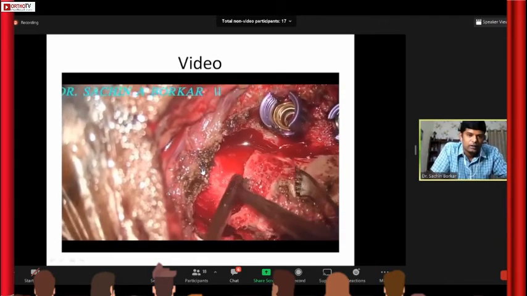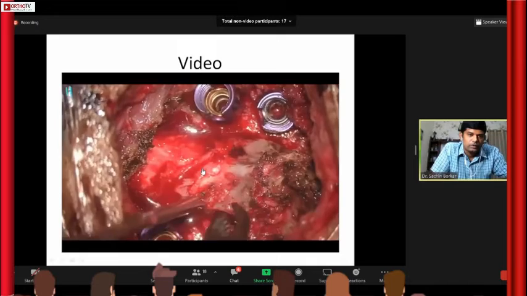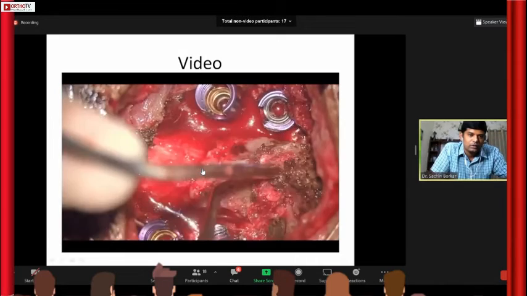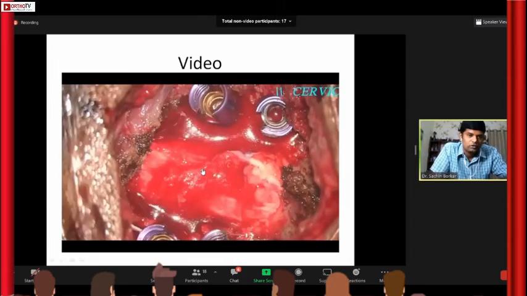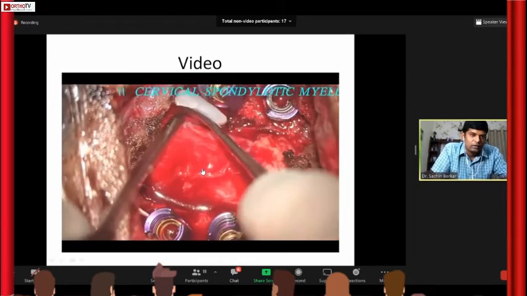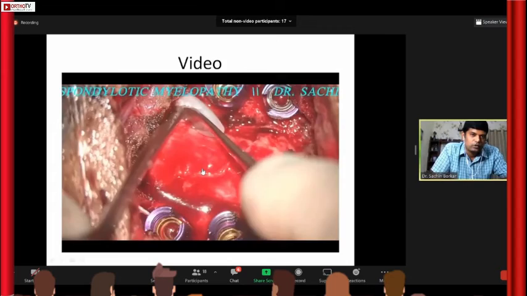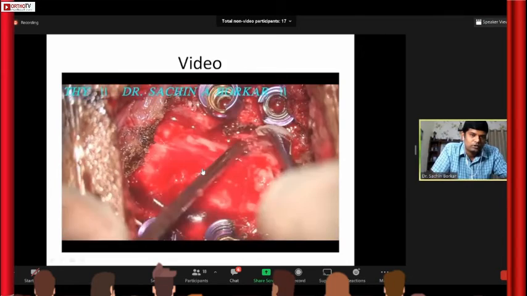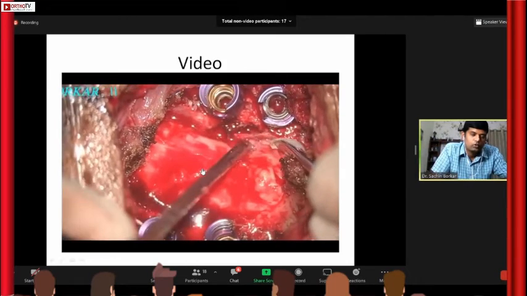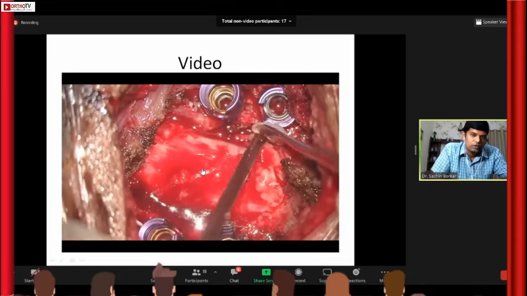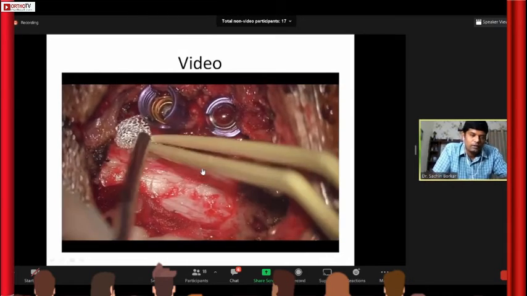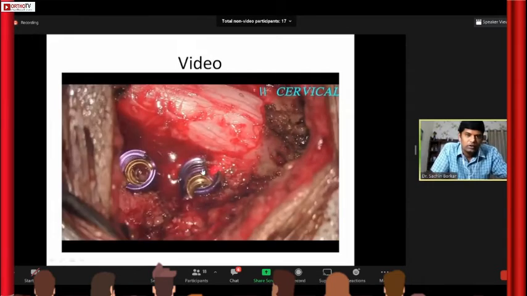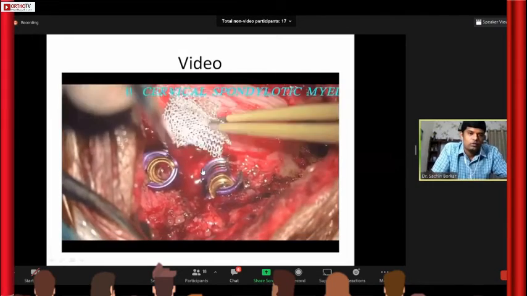And once we decompress, we remove the lamina, do not enter inside the spinal canal because it is already very much compromised. So once we do decompression and hemostasis by using bone wax, remove the ligamentum flavum as well as the epidural fat and do hemostasis.